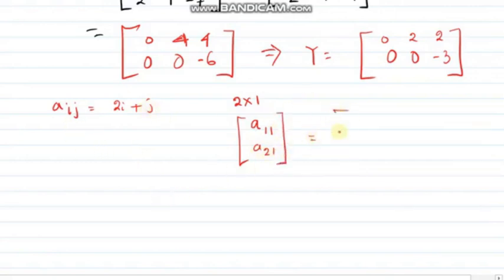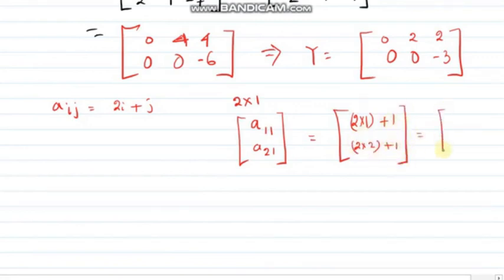Now just put the value. The first one will be 2 into 1 plus 1, and the second one will be 2 into 2 plus 1. So it will be 2 plus 1, 3, and this will be 5. That will be the easier one to form the matrices. Just check the value of Aij. This is by i, this is by j.